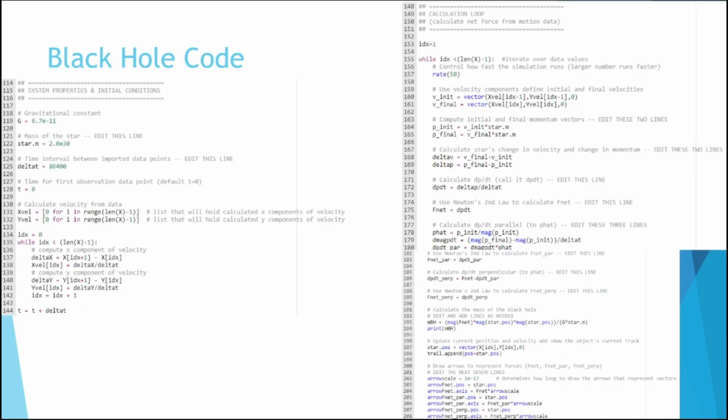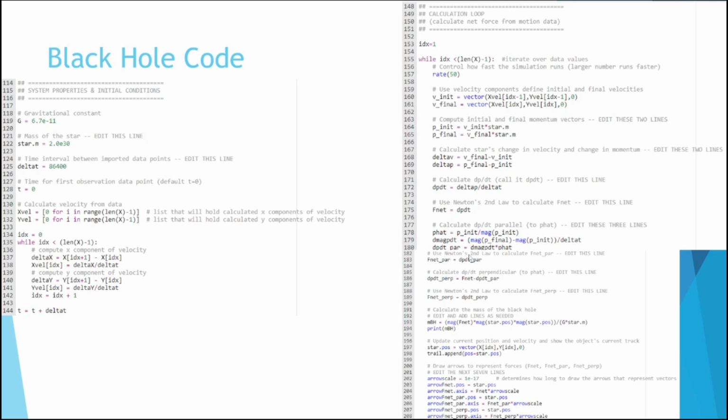This is the code for part 1 of the experiment of determining the mass of the black hole. Over here we had our constants such as the gravitational constant, the mass of the star, and the delta t, and using that we used the initial velocity and mass of the star to find the momentums at the initial and final point, and then we found the change in velocity and change in momentum. We could then calculate the change in momentum per change in time, which is equal to the net force as given by Newton's second law.